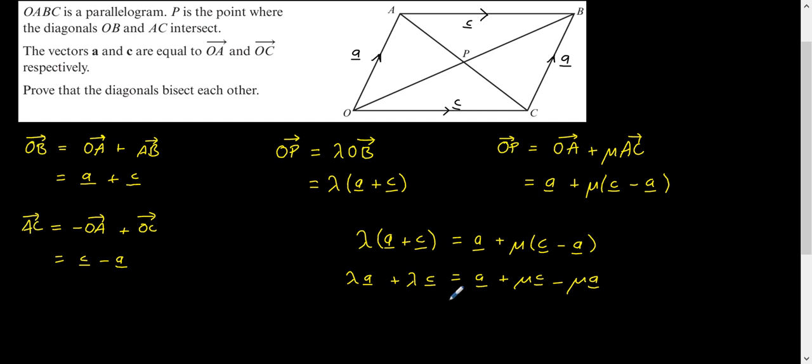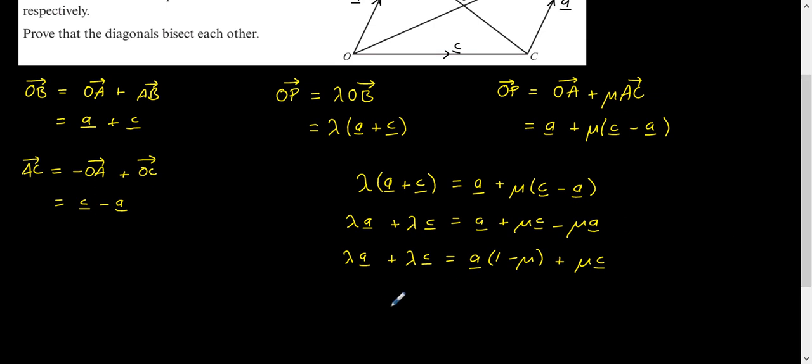Since I'm interested in the number of A terms, I've got lambda on the left. How many do I have on the right? Well, I'll rearrange this slightly. Lambda A plus lambda C equals, so A minus mu A is A multiplied by 1 minus mu, just kind of factorizing that A term with this A term, and then plus mu C.